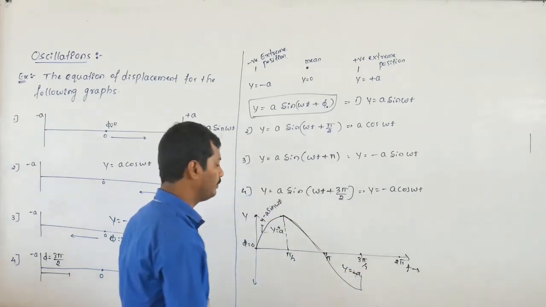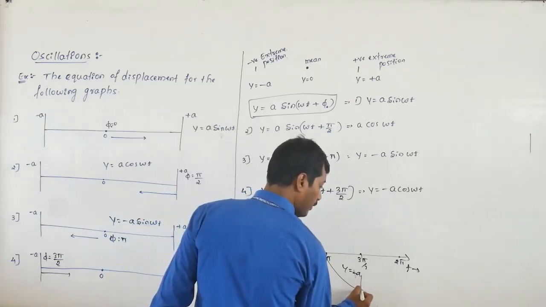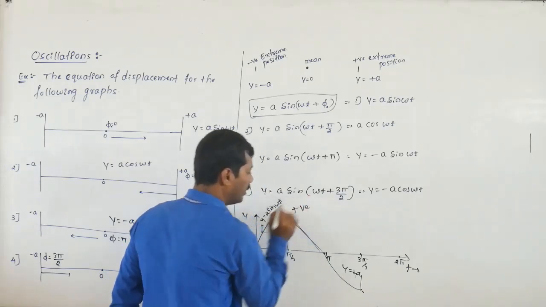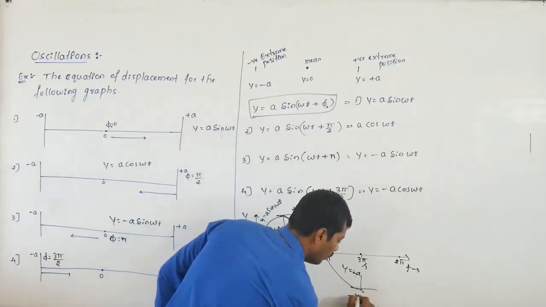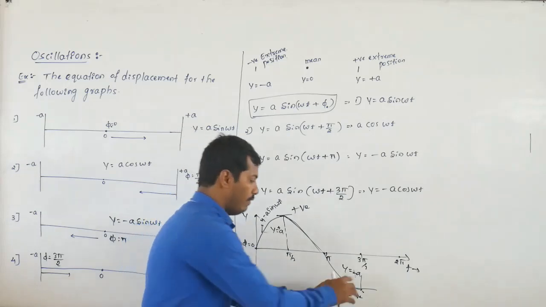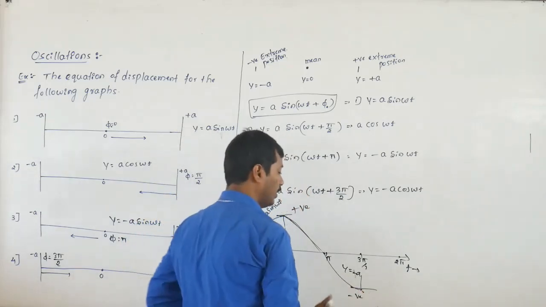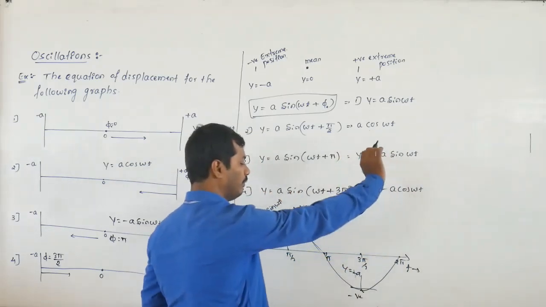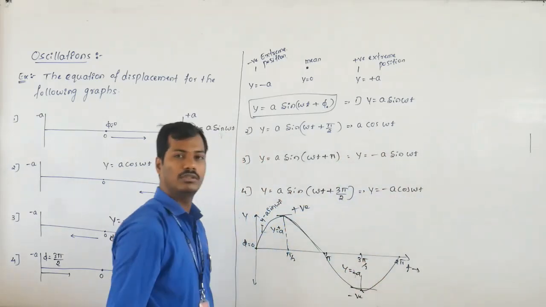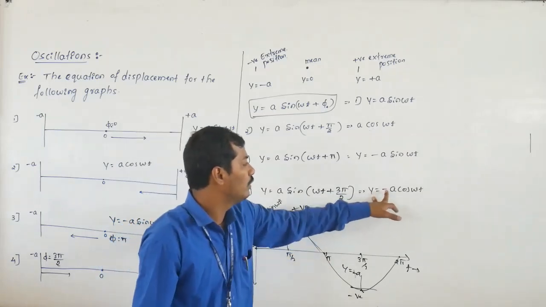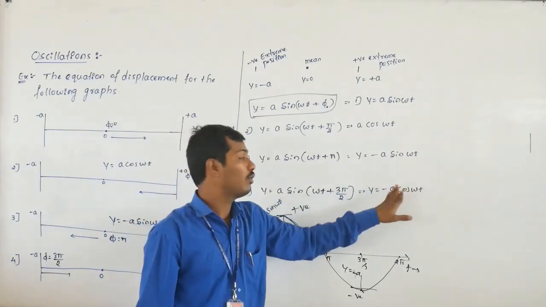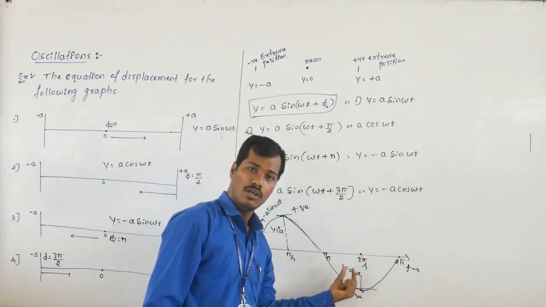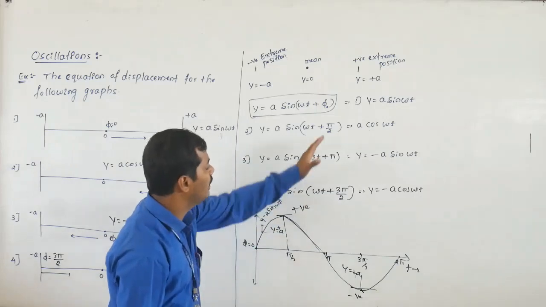Correct. Then again it starts from its extreme position. This is the negative extreme position, this is the positive extreme position, and this is the negative extreme position. When it starts from its negative extreme position, it reaches the mean position again. Its equation becomes y is equal to a cos omega t with a minus sign, because it starts from the negative direction. So negative, like this. These are the graphs.